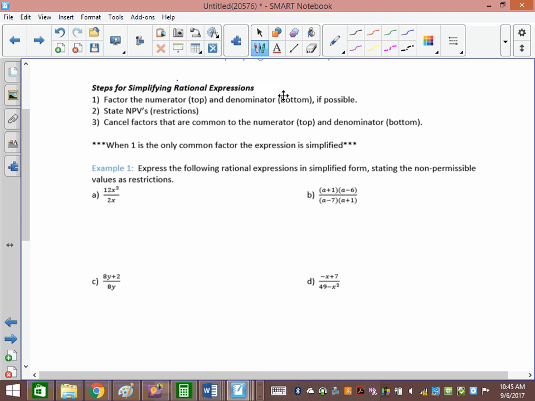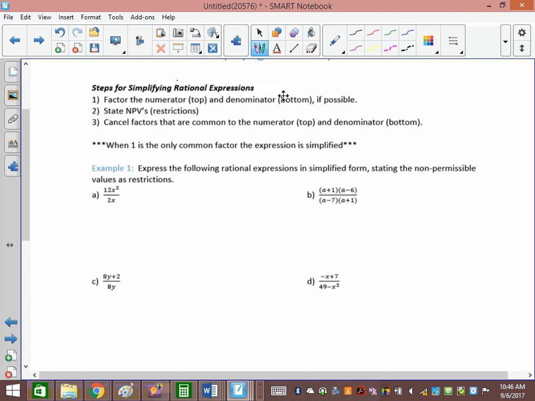Okay? So the first thing with simplifying that I always do, and I'm going to do this with simplifying or multiplying and dividing, all the rationals, the same thing. You're going to go to the numerators and the denominators, the tops and the bottoms, and you're going to factor them or GCF. Okay, so difference of squares or GCF is what you're going to do to the tops and bottoms first. Then we're going to state NPVs, because you never ever cancel off until you state your non-permissible values. Because if you cancel off first, then state non-permissible values, you could cancel off something out of the bottom and you'll miss a non-permissible value. Okay? So you always state non-permissible values before you go to cancel anything.